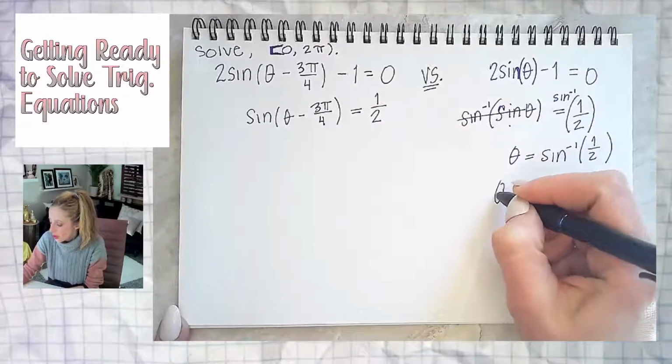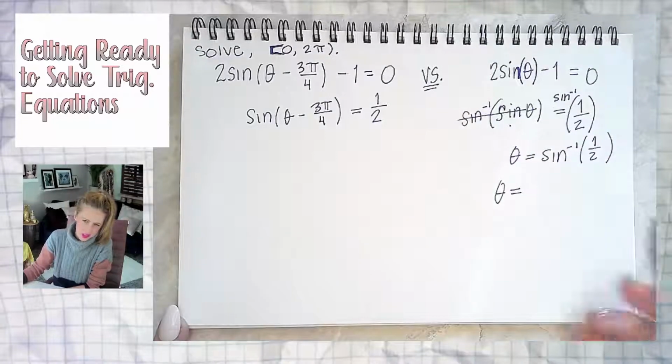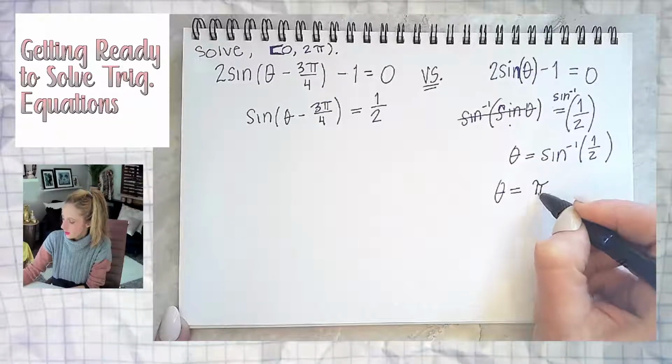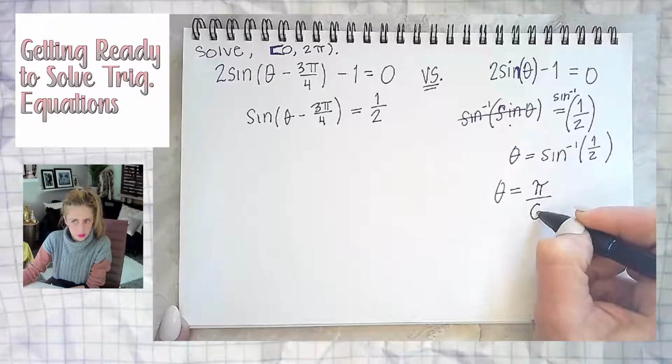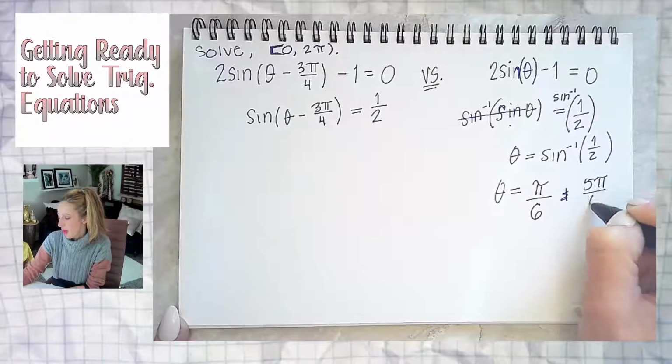Anyhow, what angle or angles should I write down for this question? I've done this example about 100 times with you. Anybody want to say? Pi over 6 and 5 pi over 6. Thank you. Pi over 6 and 5 pi over 6.